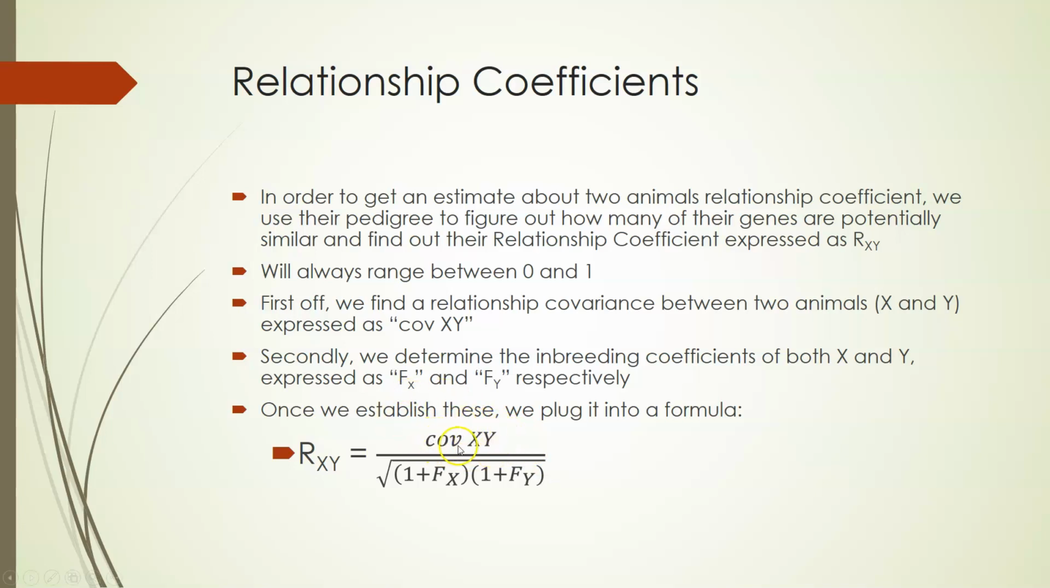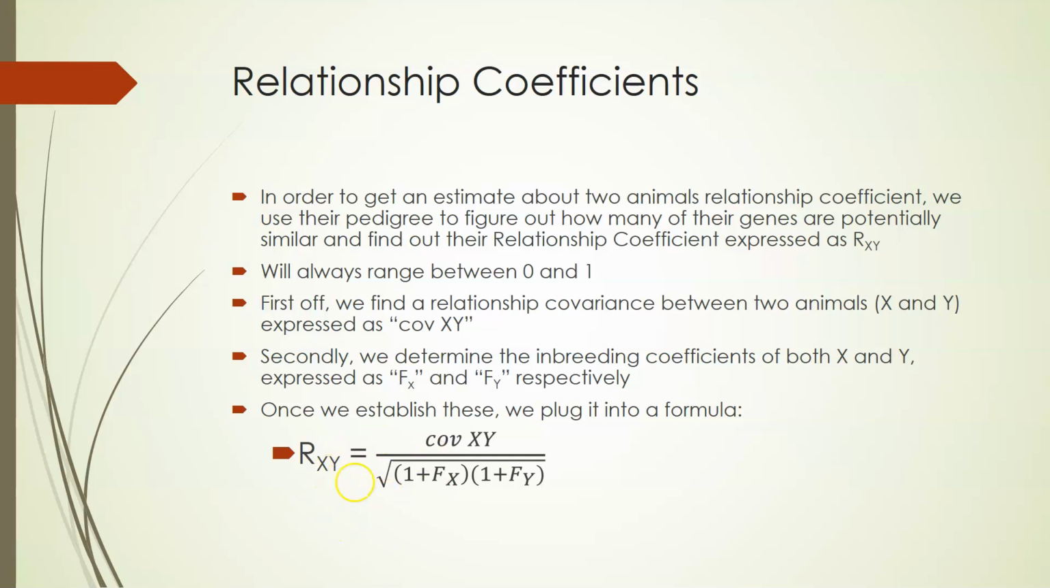Okay, so this is where I was talking about this relationship covariance. The first thing we do is find the relationship covariance between two animals. We express this by putting COV XY. So that's the relationship covariance between X and Y.